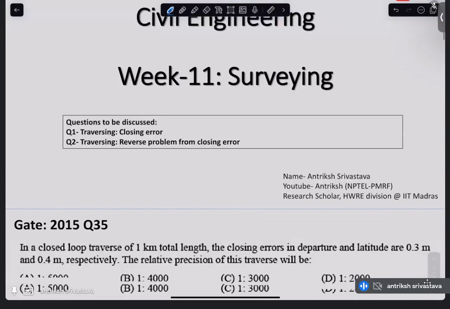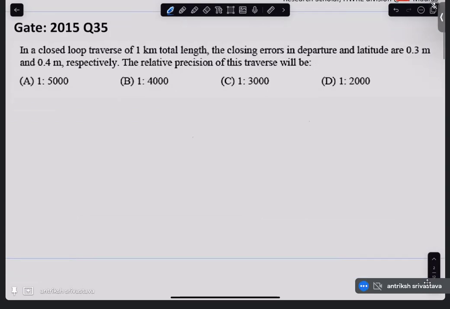Okay, now let's start. So first question is from GATE 2015, question number 35. The question goes like, in a closed loop traverse of 1 kilometer total length, the closing error in departure and latitude are 0.3 meters and 0.4 meters respectively. The relative precision of this traverse will be. Okay. So what does this question telling us?